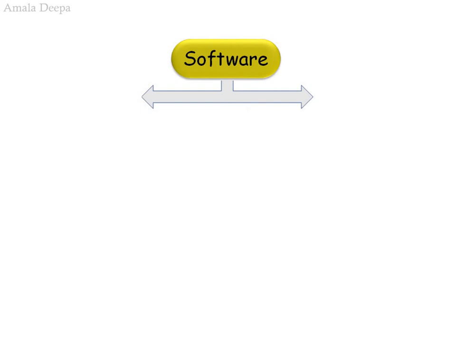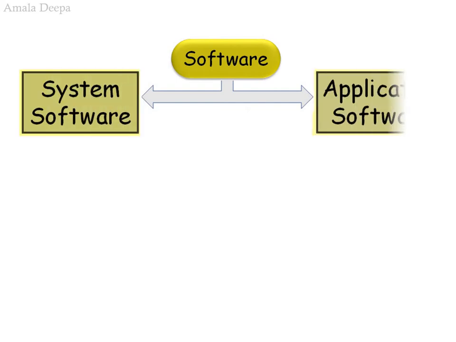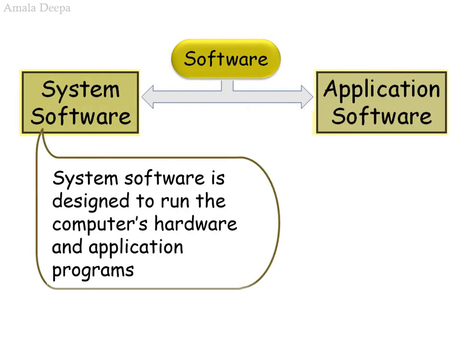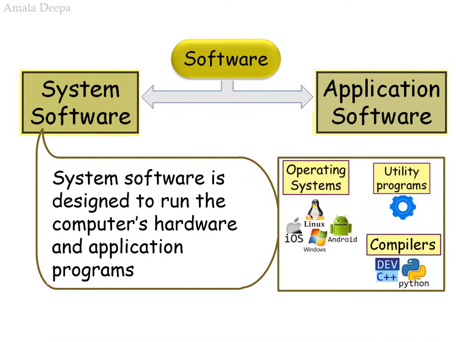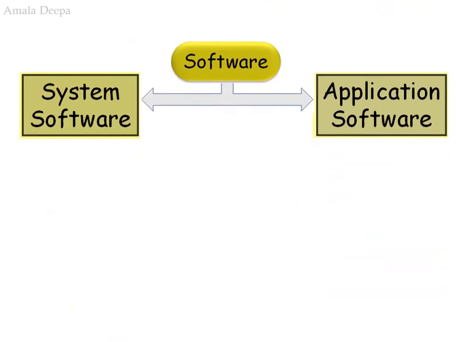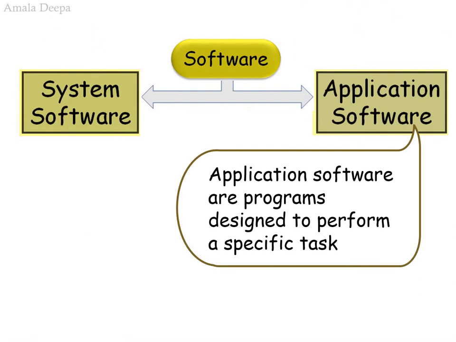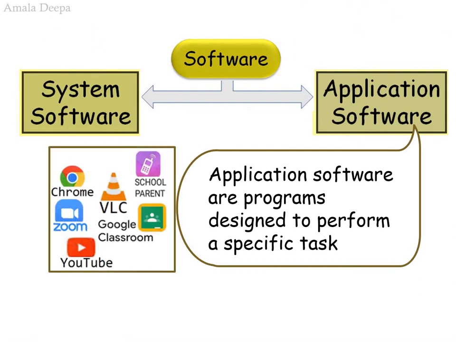Software is classified into system software and application software. System software is designed to run the computer's hardware and application programs. The most important system softwares are operating systems, utility programs, and compilers. Application software are programs designed to perform a specific task. Here you can see some of the application softwares.